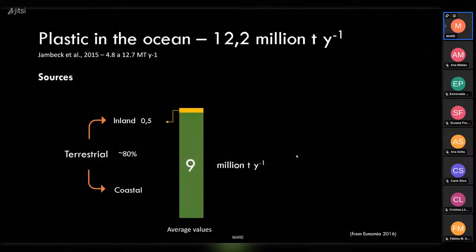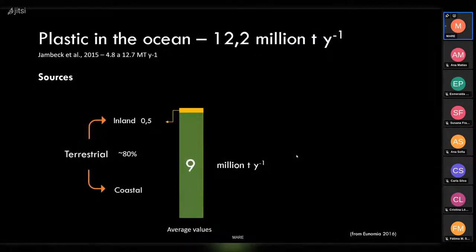To give you some numbers, there are lots of estimates about this, and none is probably right. But we can say that every year inputs into the oceans are around 12.2 million tons of plastic. And it's increasing, of course. Most of this plastic comes from land, so it's land based.